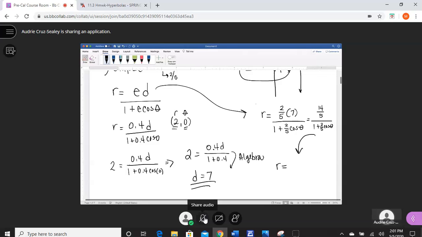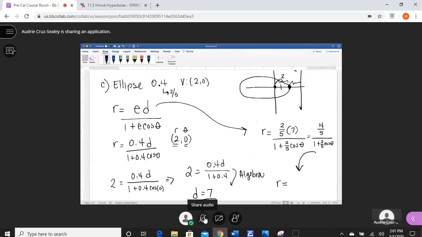Then I can put the 7 in for D, we already know the eccentricity is 2/5. We got that it's the 1 plus E cosine theta from the picture. So I'm okay with that. But remember, it doesn't like fractions. So I'm just going to go ahead and multiply everything by 5. If you multiply everything by 5, you get 14 over 5 plus 2 cosine theta. And that is the answer.